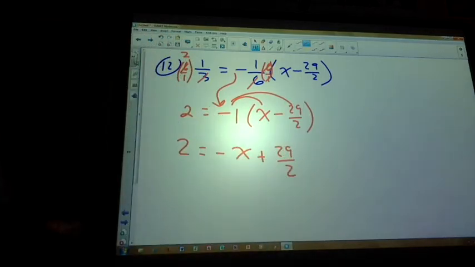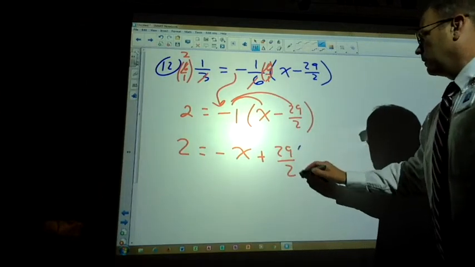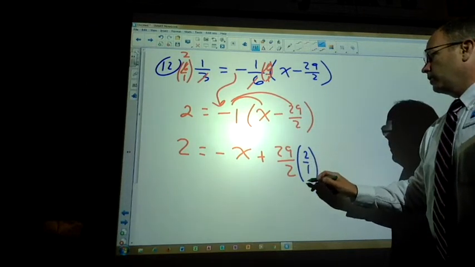Where did the plus 29 over 2 come from? Because you multiplied it by -1. So I multiply by a -1. Now I have another fraction. So what do you think I should multiply all 3 terms by to get rid of it? -6. Okay, you lost me.